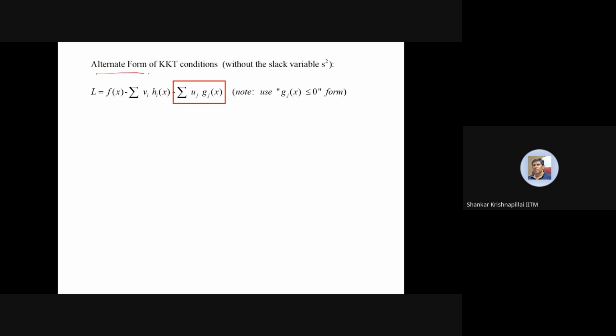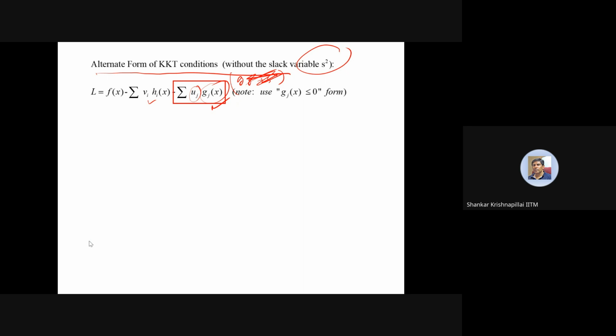The alternate form of the KKT condition without the slack variable S squared. In this method, we straight away write Uj into Gj. So there is no Gj plus S squared. This term is not there. S squared is not used anywhere. So you just write Uj into Gj for the inequality constraint and Vi into Hi for the equality constraint. The S squared term does not occur at all.